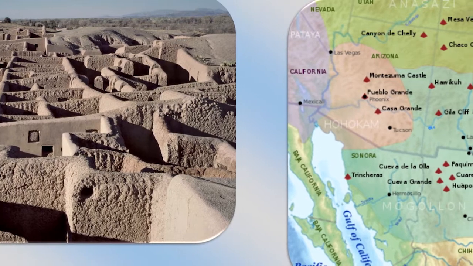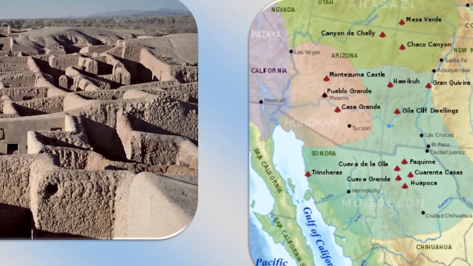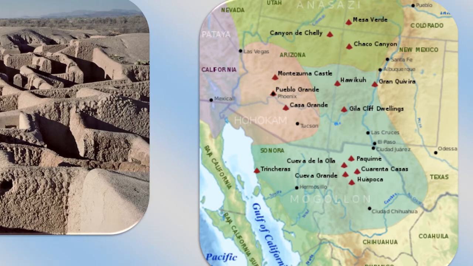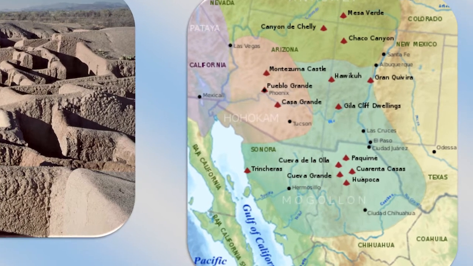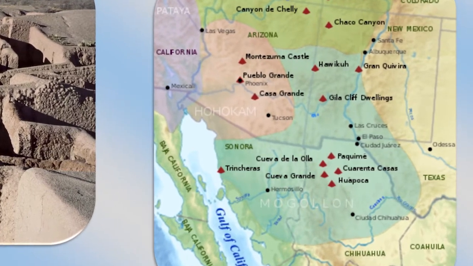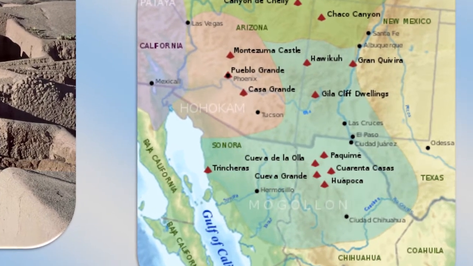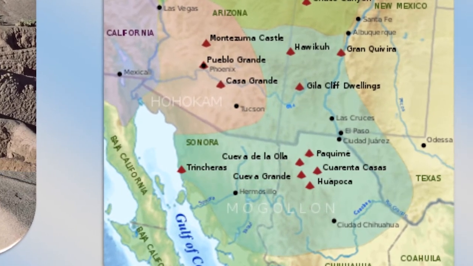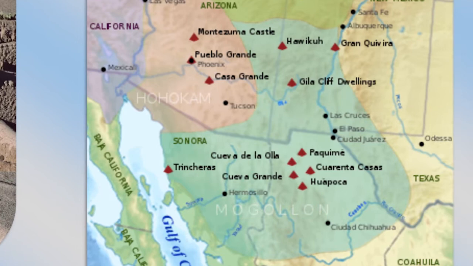Casas Grandes is regarded as one of the most significant Mogollon archaeological zones in the northwestern Mexico region, linking it to other sites in Arizona and New Mexico in the United States, and exhibiting the expanse of the Mogollon sphere of influence. And here's an image of Casas Grandes and a map of the span of the Mogollon culture, which is the green right there.